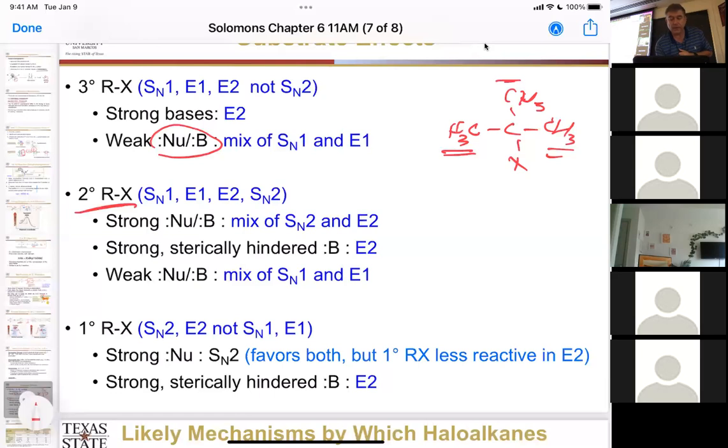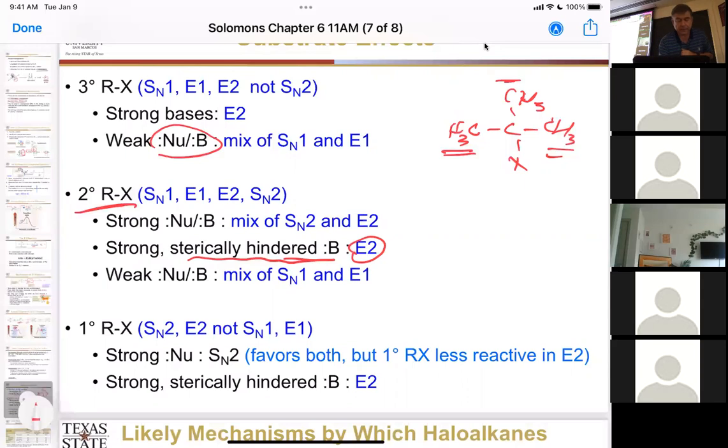Now, if you have a very strongly hindered base, think t-butoxide, it only does E2. Again, we're not worried about the alpha carbon being crowded. The beta carbon is where your base is going to pull off a hydrogen. And it's going to pull it off the least crowded beta carbon possible.